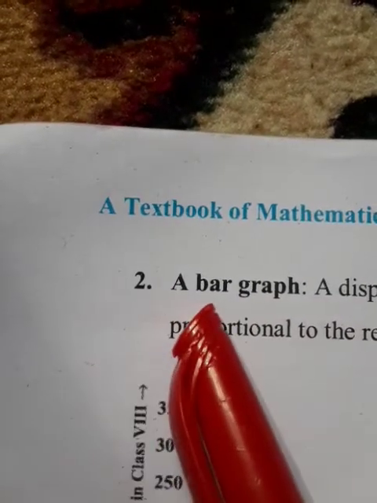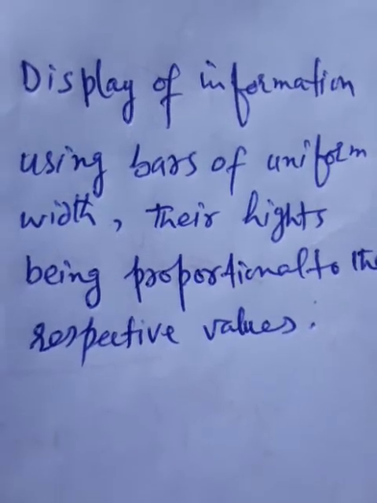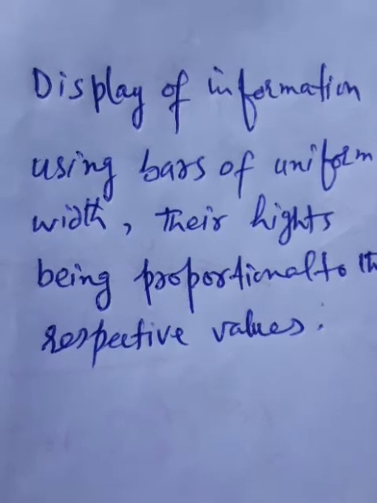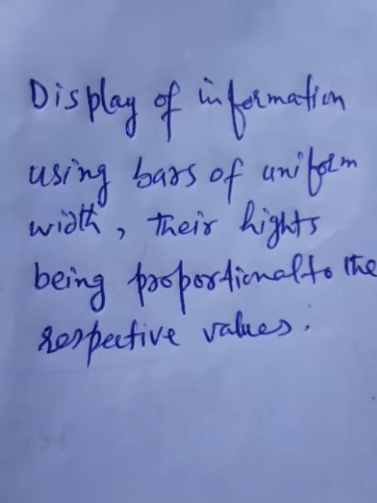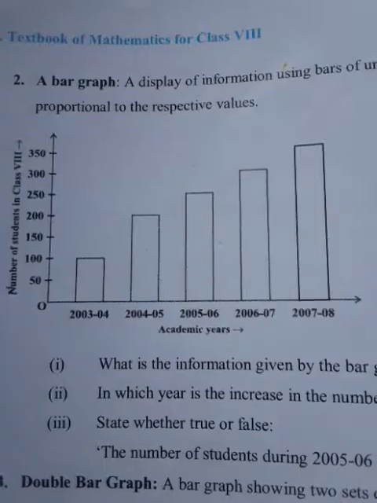Today we will discuss a bar graph. It is on page 74. Bar graph is a display of information using bars of uniform width, their heights being proportional to the respective values. Bar heights give the quantity for each category. Bars are of equal width with equal gaps in between.